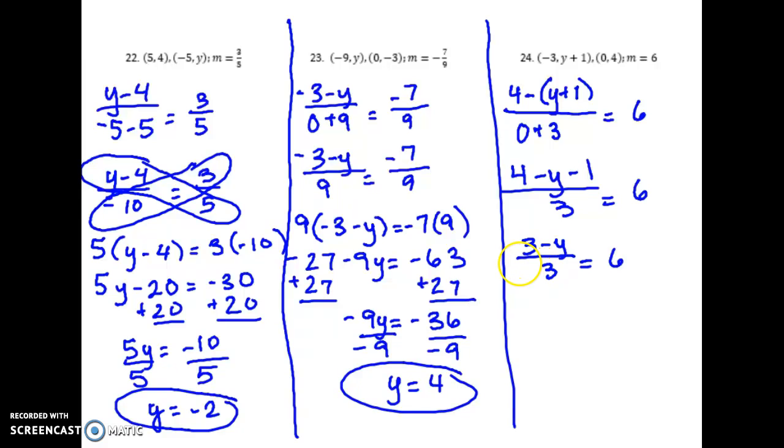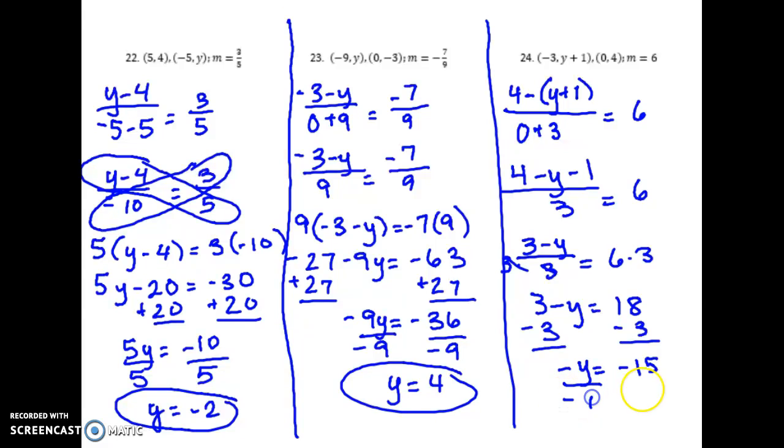Now let's get rid of our fraction by multiplying both sides by 3. We do that, we have 3 minus y is equal to 18. I subtract 3 from both sides. Negative y is equal to negative 15, and then when I divide both sides by negative 1, I get y is equal to 15.